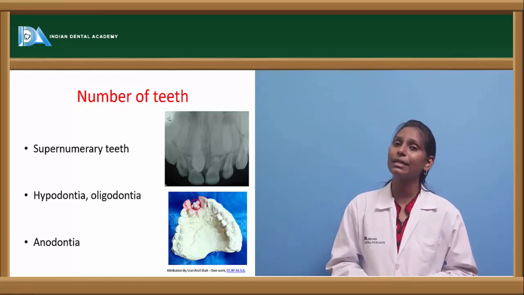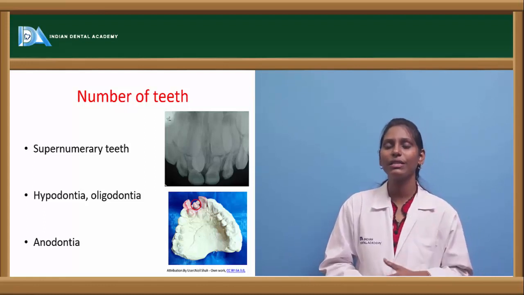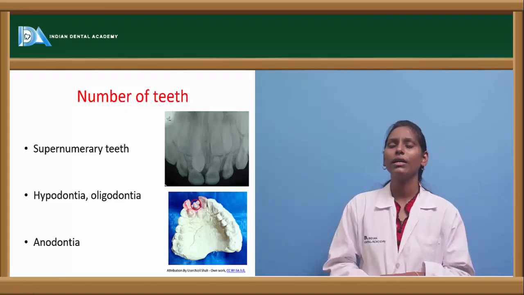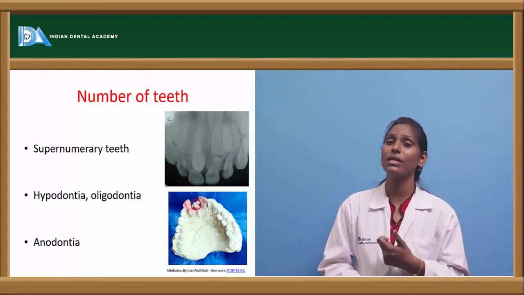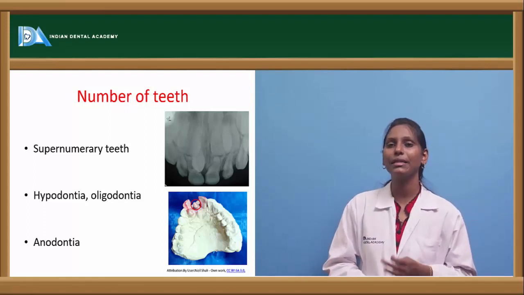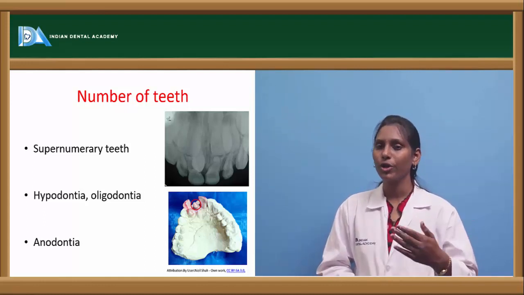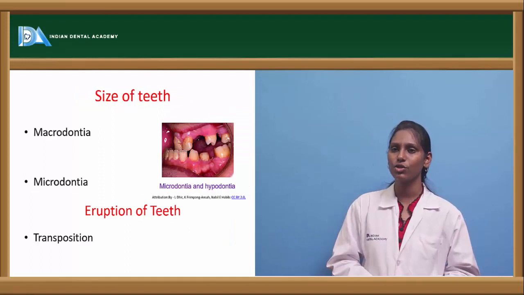Sometimes the supernumerary teeth can be impacted in nature, that is they are present submerged within the bone. And these impacted teeth can pose a risk of dentigerous cyst. That's the reason any supernumerary teeth have to be cautiously followed up.